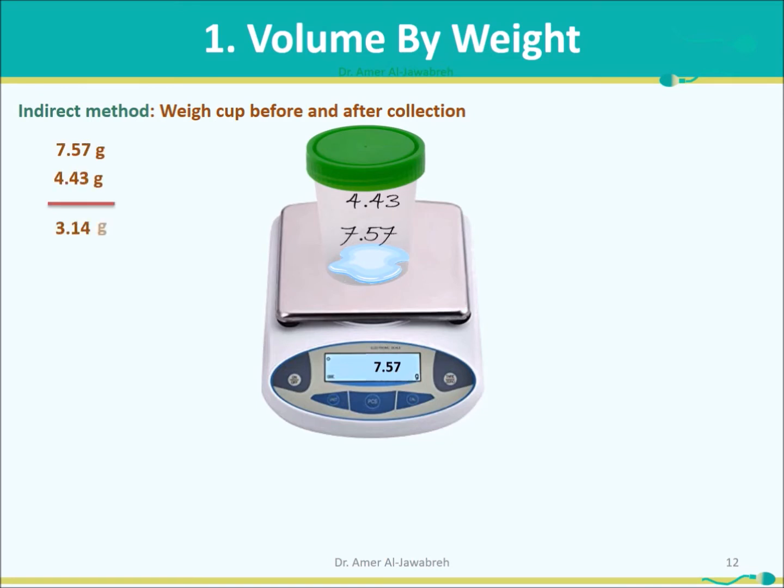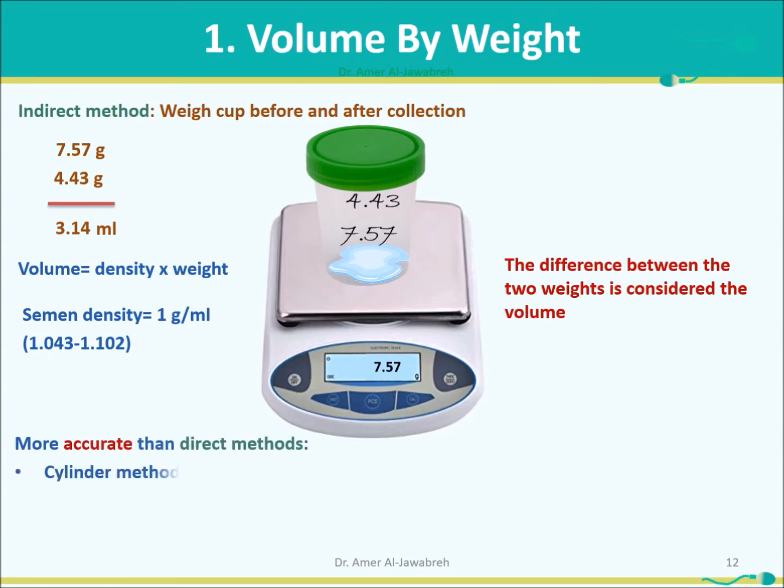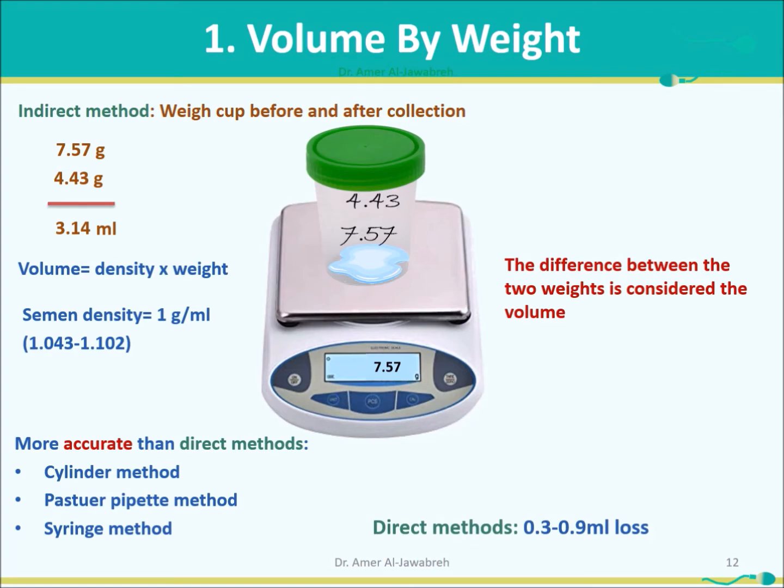As semen density is almost 1 gram per ml, and based on volume equals weight divided by density, the difference between the two weights is considered the volume. It's considered more accurate than direct methods such as the cylinder method, Pasteur pipette method, and syringe method. In direct methods, 0.3 to 0.9 ml of volume is lost.